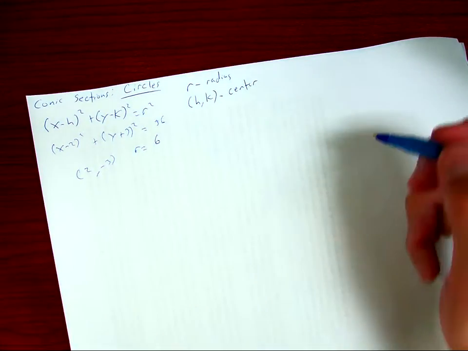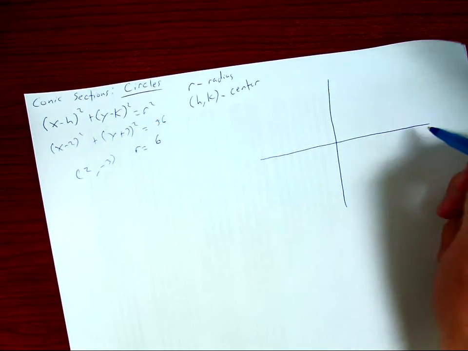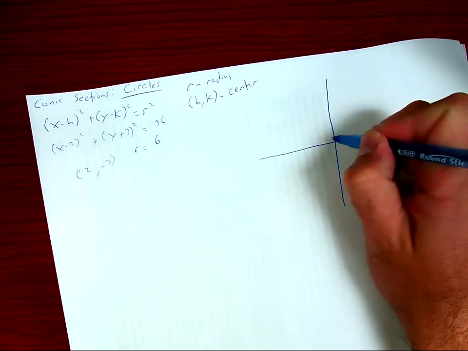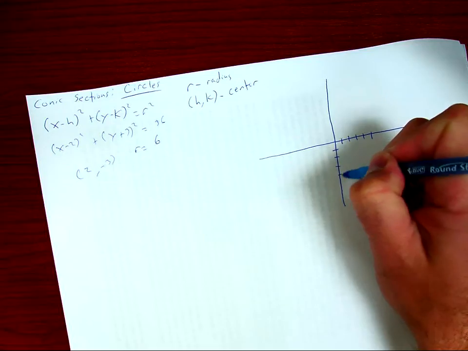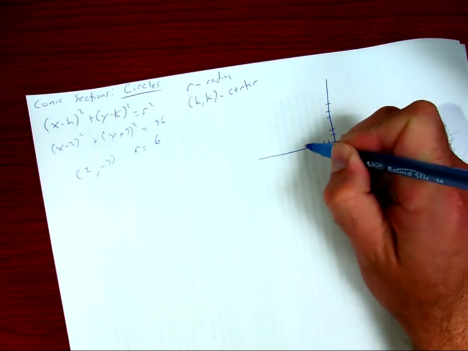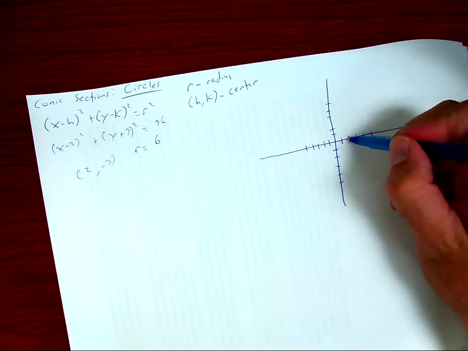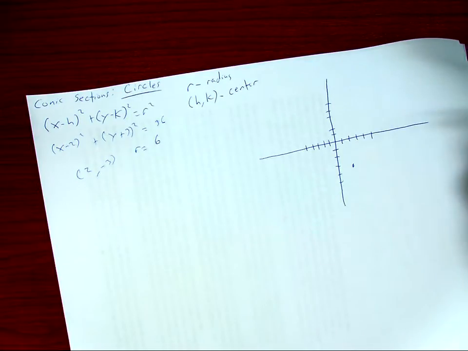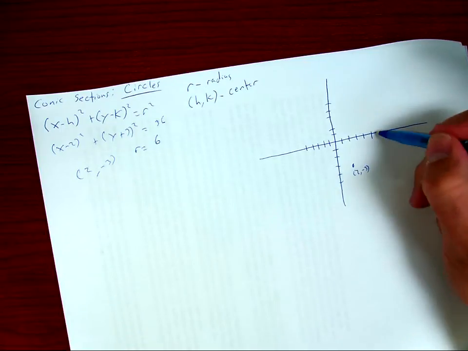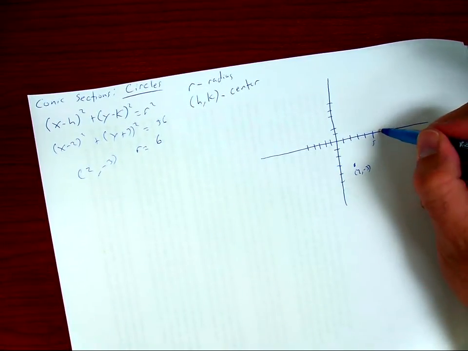Now, if we wanted to graph that, that's a pretty simple process now that it's in standard form. So we go 1, 2, 3, 4, 5. Obviously, this is easier with graph paper. So we start at our center, which is 2, -3. Make our mark for h and k. Okay, and then we just count 6 units in every direction, all of our cardinal directions.